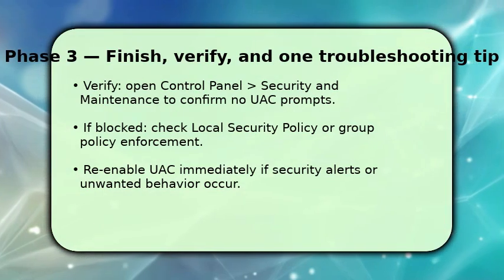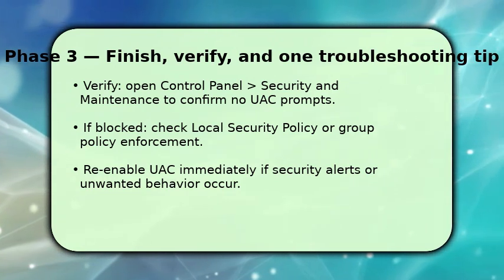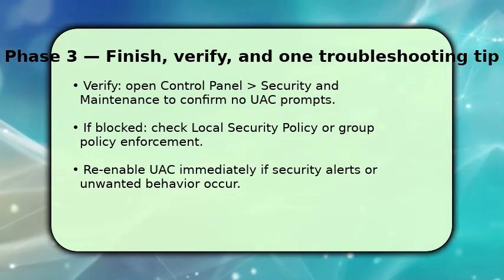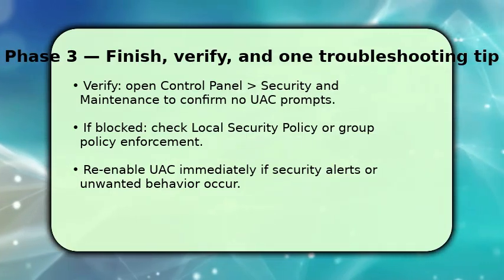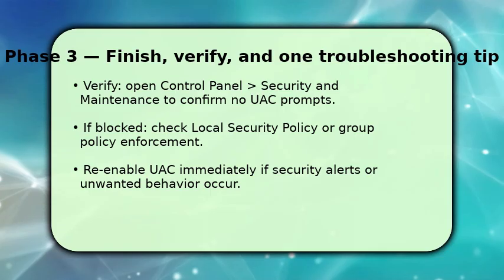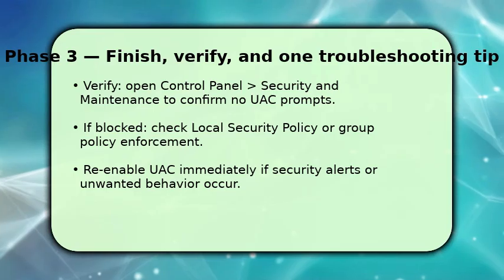You finish by verifying the change. Open Control Panel, go to Security and Maintenance, and confirm UAC prompts are disabled. If you still see prompts, make sure a local security policy or domain group policy is not enforcing UAC. Open gpedit.msc for domain joined machines or contact your admin.